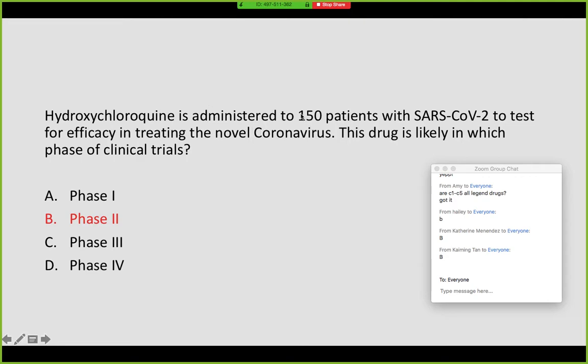So the two things you're looking for here would be the fact that it's given to patients who have the disease, and you're looking for efficacy. So that tells you that it's phase 2.